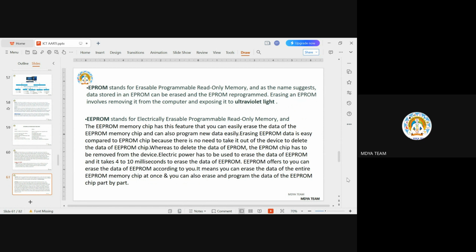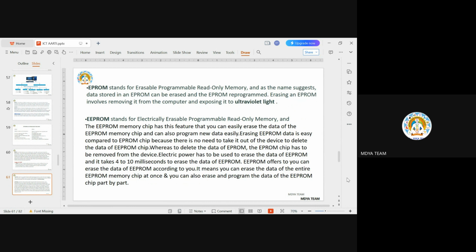Electric power is used to erase the data of EEPROM. It takes 4 to 10 milliseconds. Within 10 milliseconds, you can erase the data of the EEPROM. It means you can erase the data of the entire EEPROM at once, or you can erase and program the data of the chip part by part. Understand? You can erase the data at one time, and you can also erase the data according to your requirement, part by part.